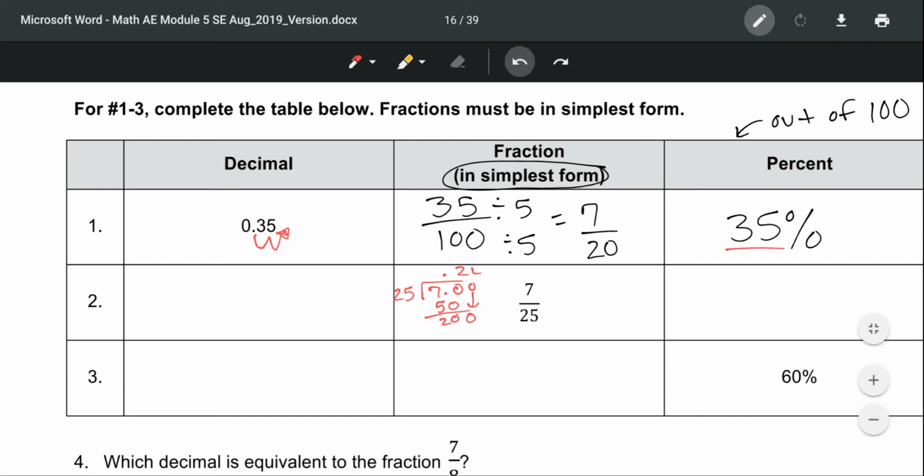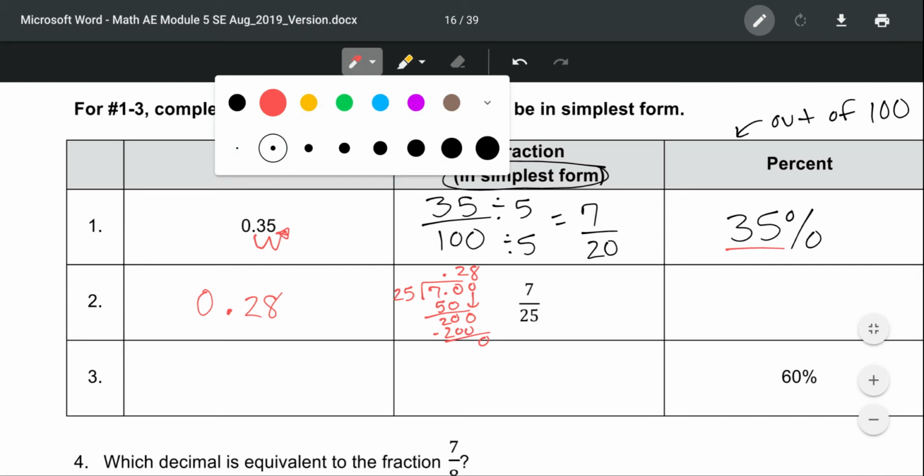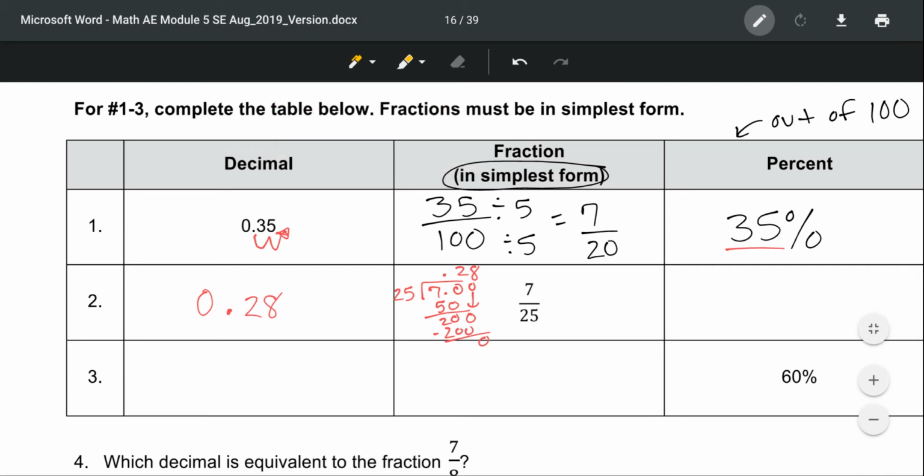Actually, not 4 times. It goes into 100 4 times, so it'd be 8 times. So 8 times 25 is 200. So it means that 7/25 would be 0.28. You can add 0 as a placeholder. Now to convert 28 hundredths or 0.28 into a percent, you would move the decimal 2 places to the right and you get 28%.